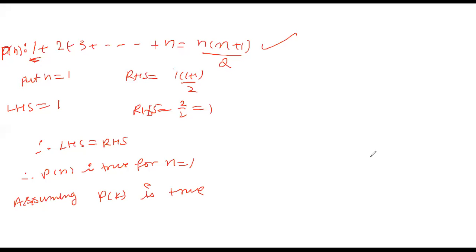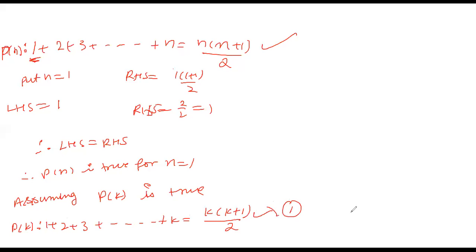Assuming P of k is true. If P of k is true, what is that? In the place of n, substitute k. P of k is 1 plus 2 plus 3 plus so on plus k is equal to k into k plus 1 by 2. Other than n, if I substitute k, I'm checking whether I get the same equation. Instead of n, I'm substituting k, and I got the same. So this is equation one I'm taking.